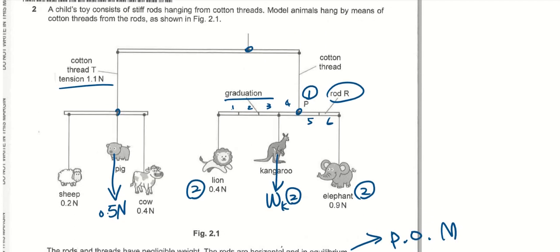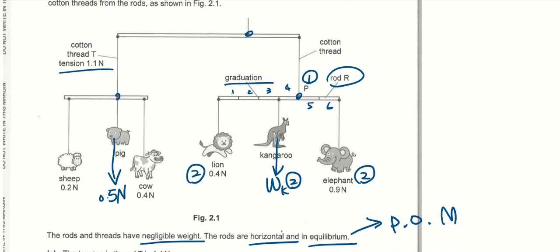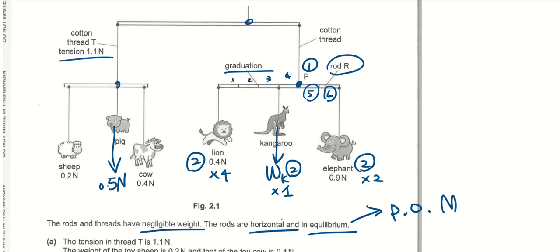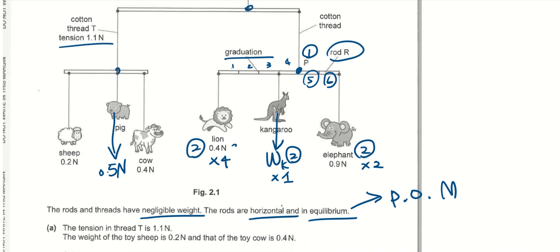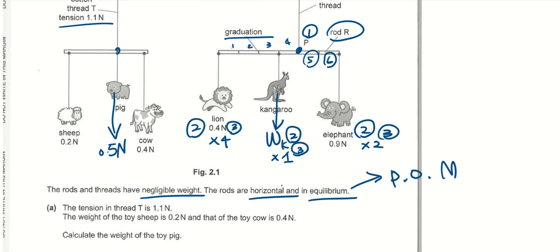Now they actually don't give us the length, they give us graduations. So we have to take the reference from pivot P, which is over here. We see that the lion has 4 graduations. For the kangaroo, there's 1 graduation. For the elephant, it has 2 graduations, so it is 2 graduations away from the pivot. For lion it is 4, for kangaroo it is 1. So this is our step 3. I hope you understand the circled numbers. What do they mean? It means a step.